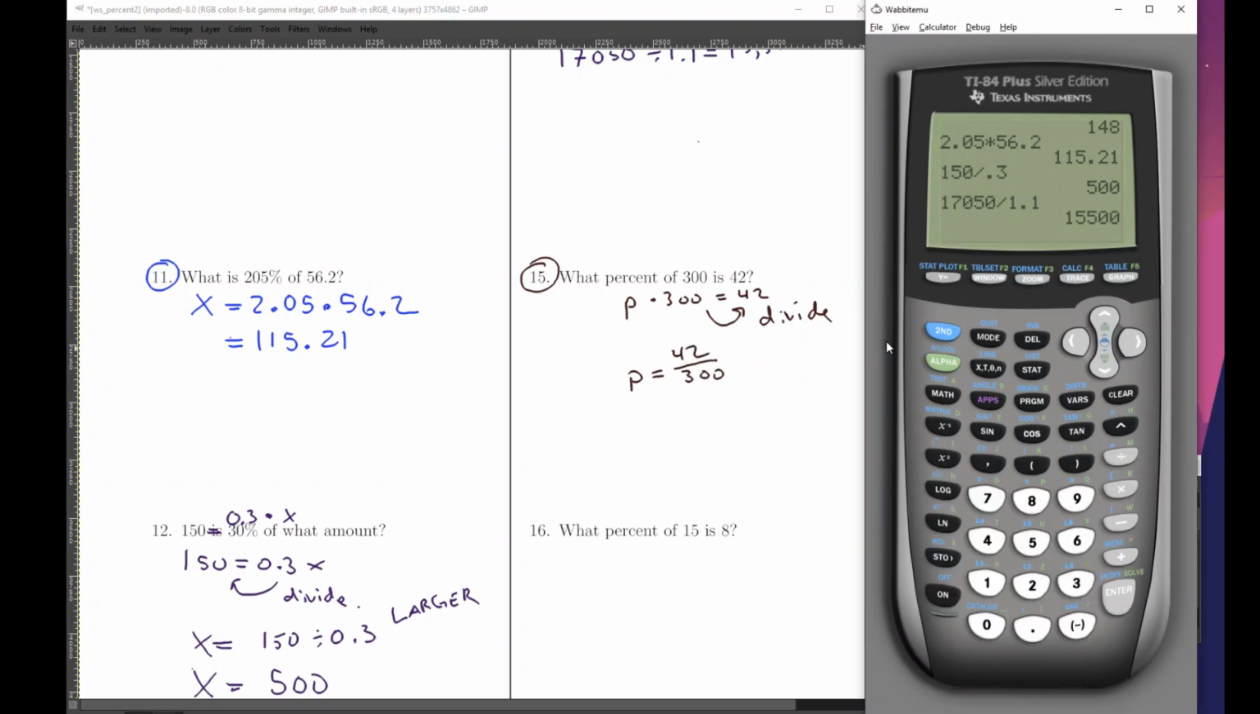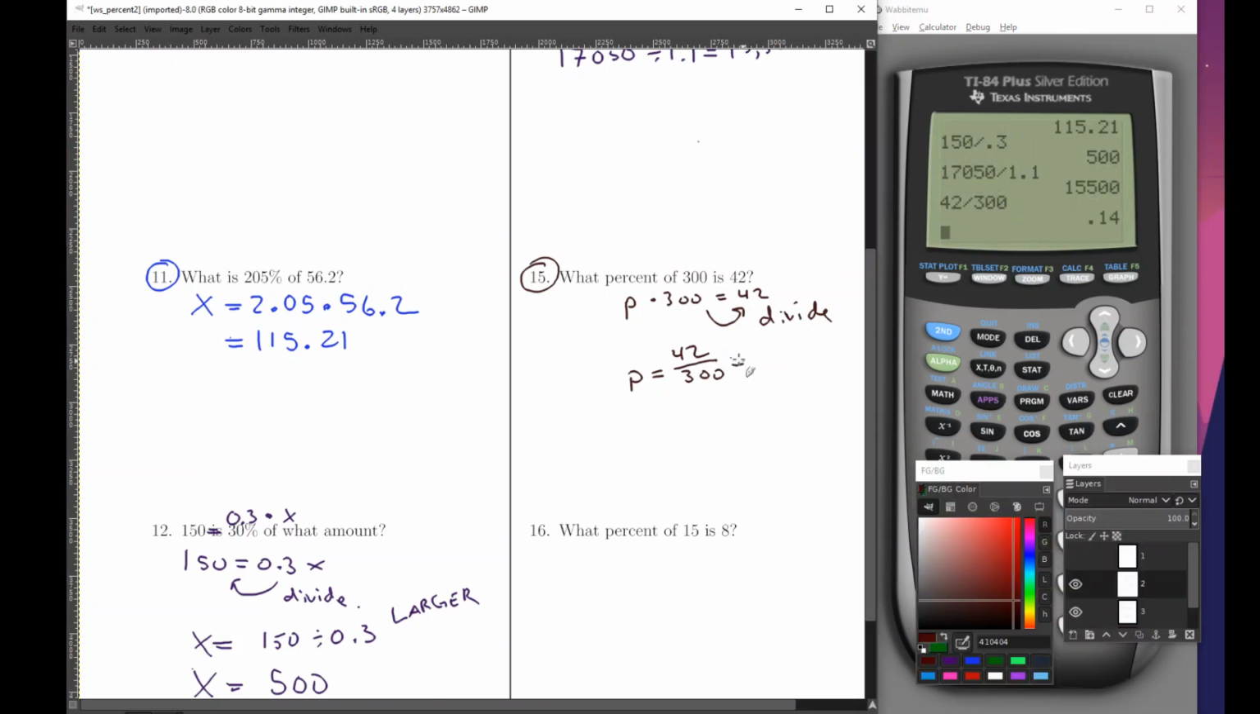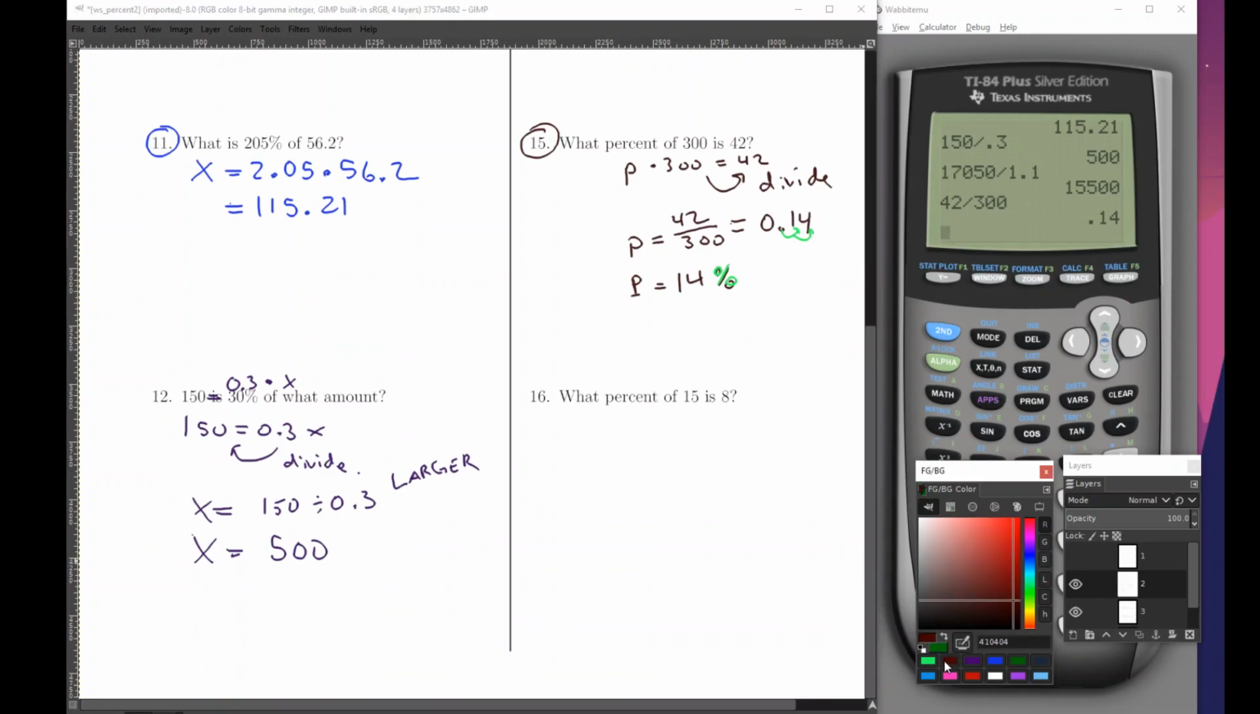300 is a lot larger than 42, so when I divide, that's smaller than 1. It's a decimal. To turn it into a capital P percent with a percentage sign, I move it 2 places, 1, 2, and I pick up that percentage sign, 14%. What about this next one?